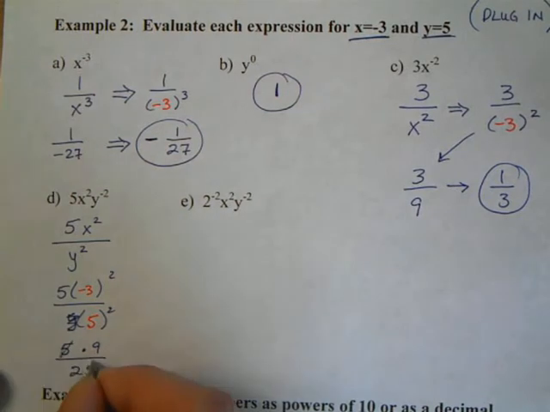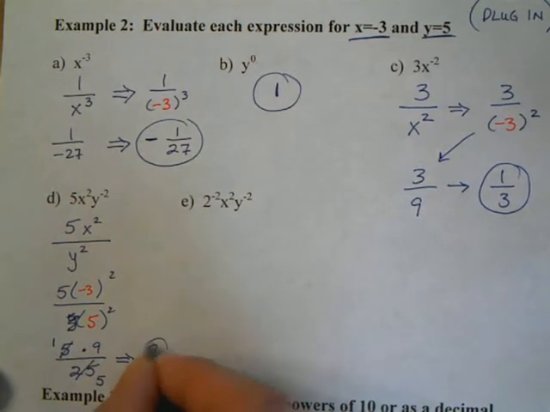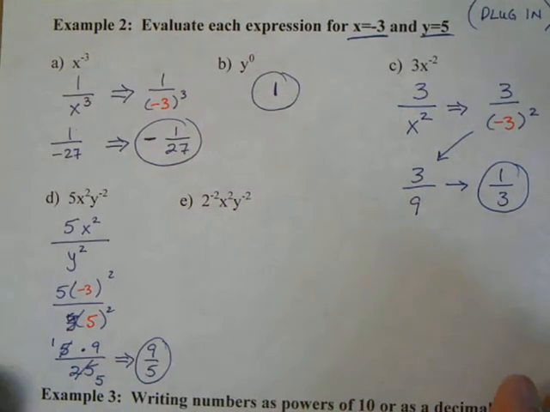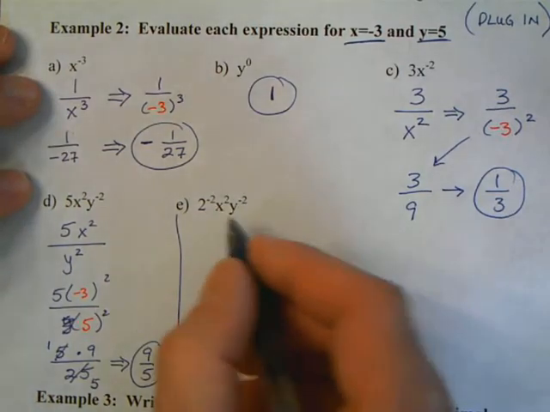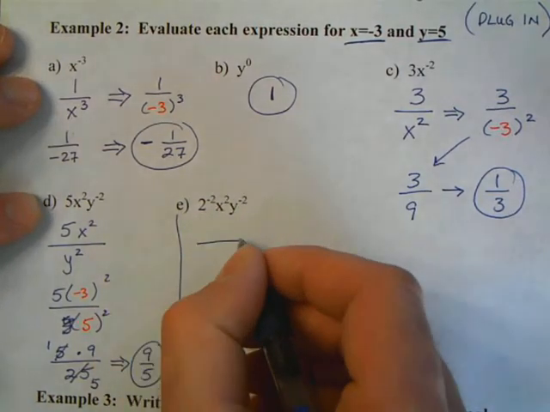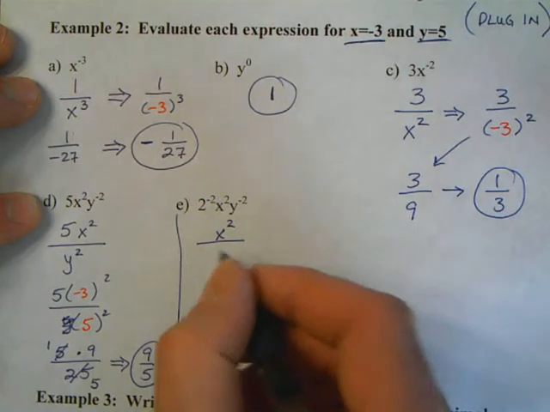Let's try to evaluate this. That's 5 times 9 over 25. I could use my calculator to simplify this, or I could just do a canceling. 1 and 25 cancel to 1 and 5, and so my answer is 9 over 5.